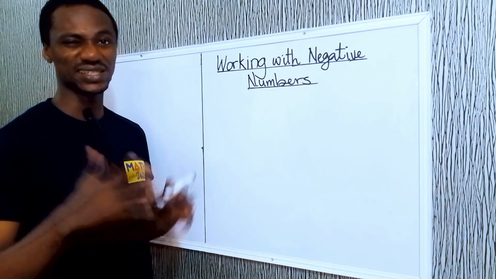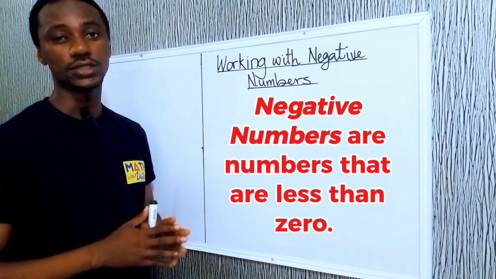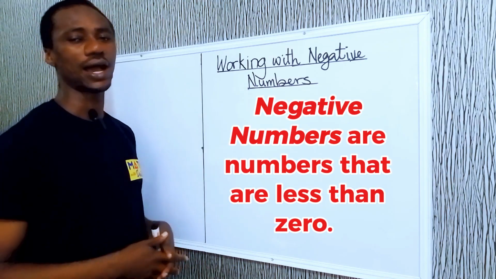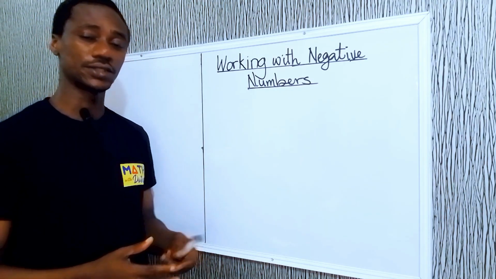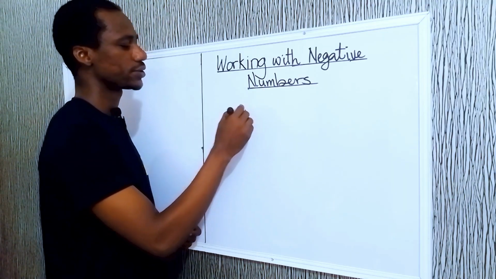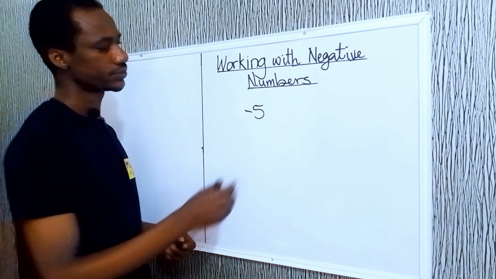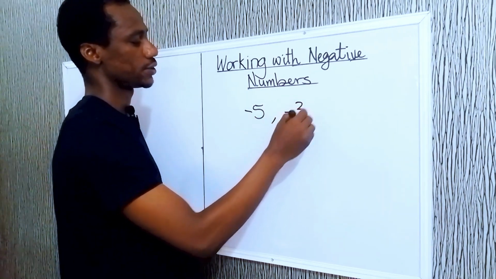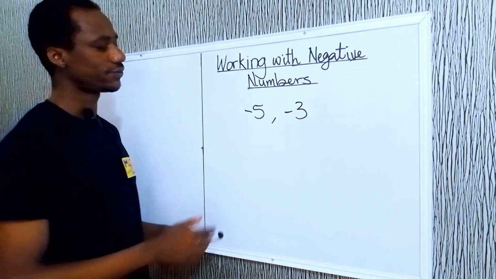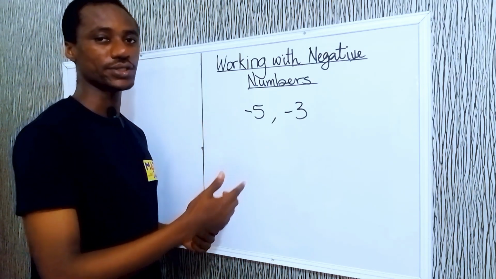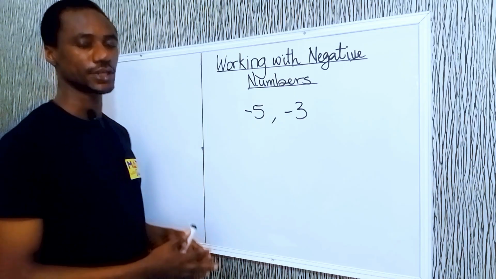A negative number is any number that is less than 0. And how do we identify negative numbers? Negative numbers have the minus sign before them. So this is a negative 5. This is a negative 3. They have the minus sign before them. That's how you know them.